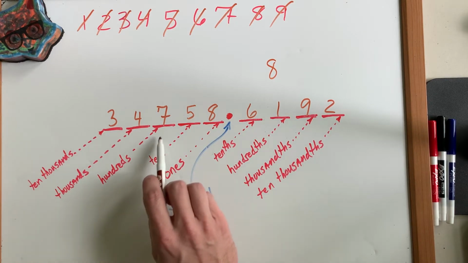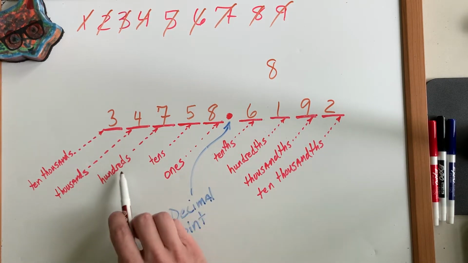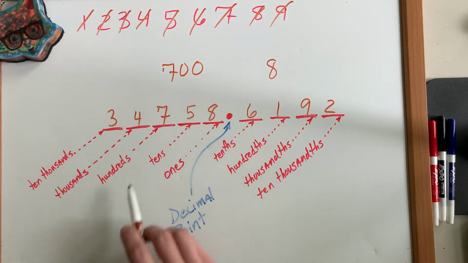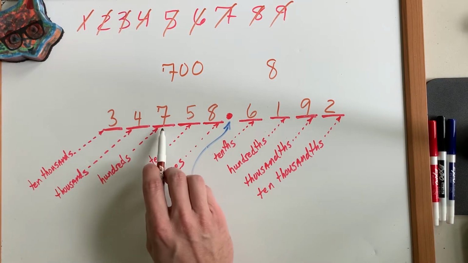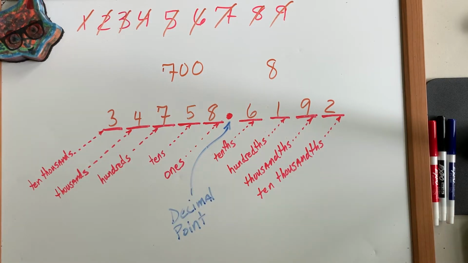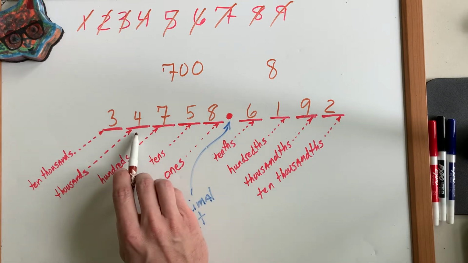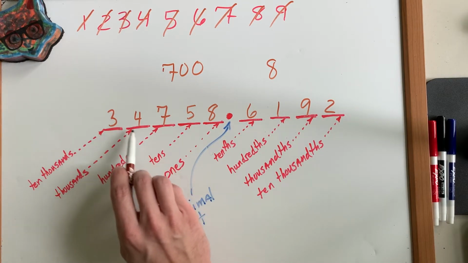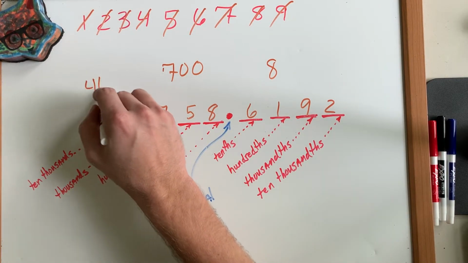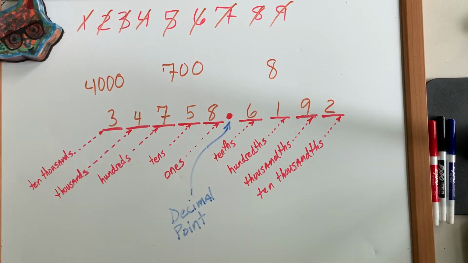The hundreds place here has a 7. Okay? So that value is 700. Because this slot right here, this position is the hundreds place, and there are 7 of them. Over here we have the thousands place. So whatever number I write here tells me how many thousands, and there are 4. That number would be 4,000.